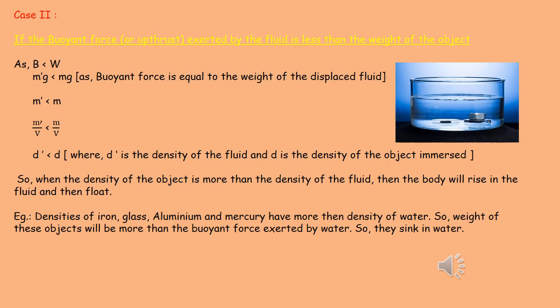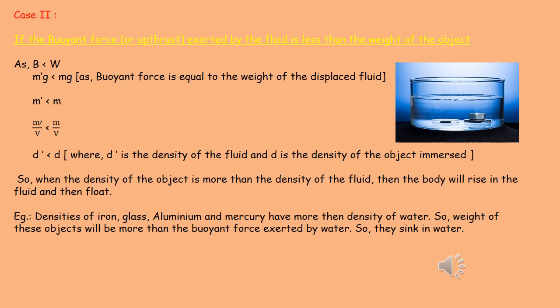Now we will discuss case 2, where the buoyant force or upthrust is less than the weight of the object. So similarly, B is less than W, and if we follow the same steps as before, then the density of the fluid will be less than the density of the immersed body in this case. We can see in the picture that the upward force is less than the downward force. So the body will try to sink down because the force towards its bottom will be more.